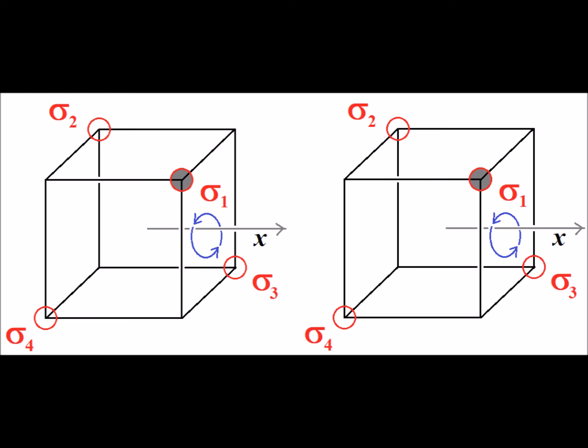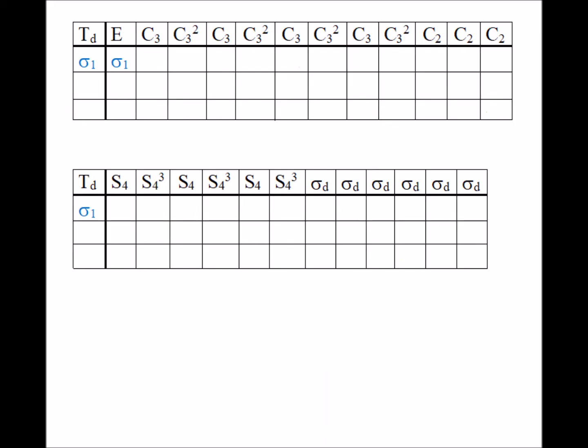The first operation is the identity, and the identity keeps each orbital exactly where it was. So we start with sigma 1 and we end with sigma 1. So we're going to write down sigma 1 in the table. And here we see that we've written down sigma 1 under the identity operation.